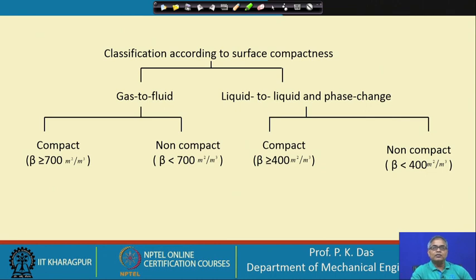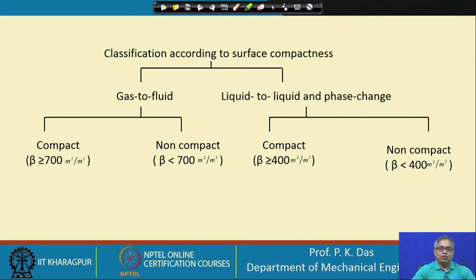I think here we need to take some time on the classification according to surface compactness. We will spend some time on the compact heat exchanger, but compact heat exchanger is a terminology which is used for high performance heat exchangers. The high performance could be from different aspects, but one common feature of these heat exchangers is that they have a very large surface area within the given heat exchanger volume.